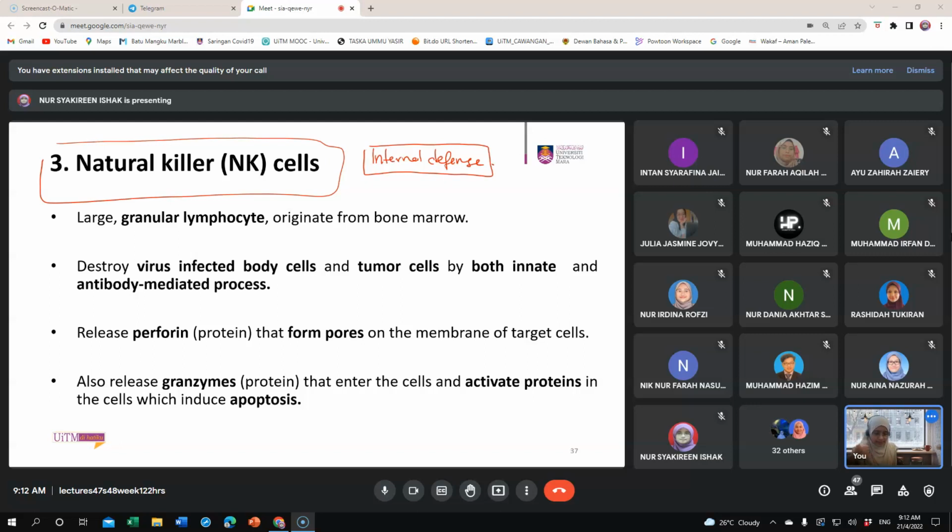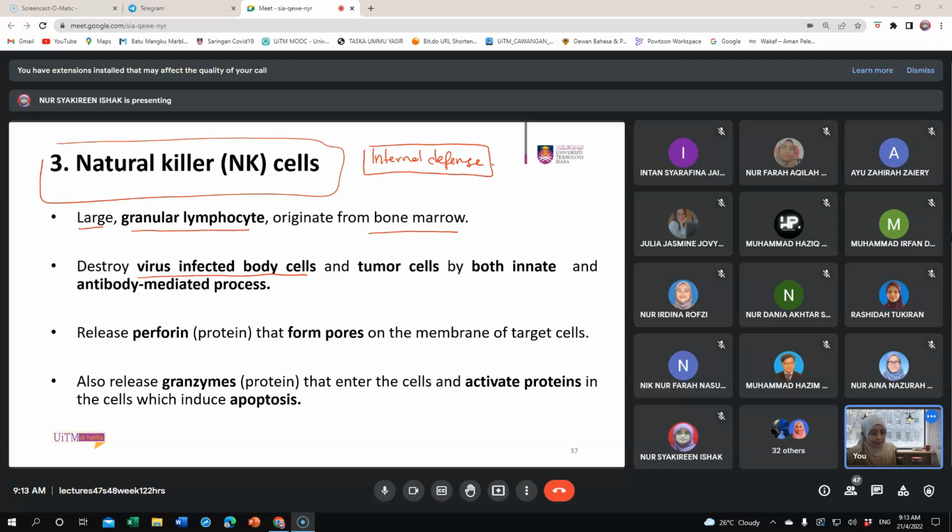Phagocytes yang pertama. Yang kedua adalah antimicrobial protein. Yang ketiga is the natural killer cell, NK. The size of the NK is large. It is a granular lymphocyte. It has granules inside, and it originates from the bone marrow. The function of the NK is to destroy virus-infected body cells.